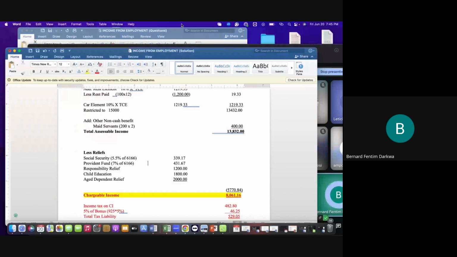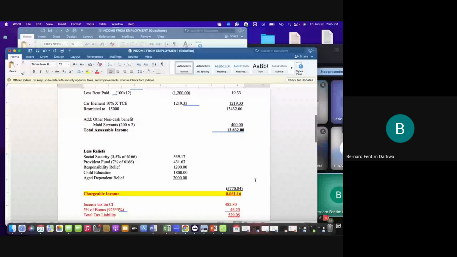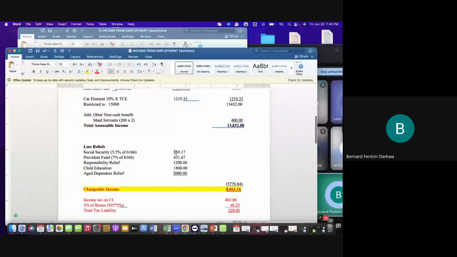So now that we have captured all our reliefs, we total all the reliefs to get total relief. We subtract the relief from the assessable income. So we have our assessable income of 13,832 and total relief of 5,700. We subtract the relief from the assessable income to get what we call chargeable income. This format is for calculating chargeable income, which will help you get the taxable income.